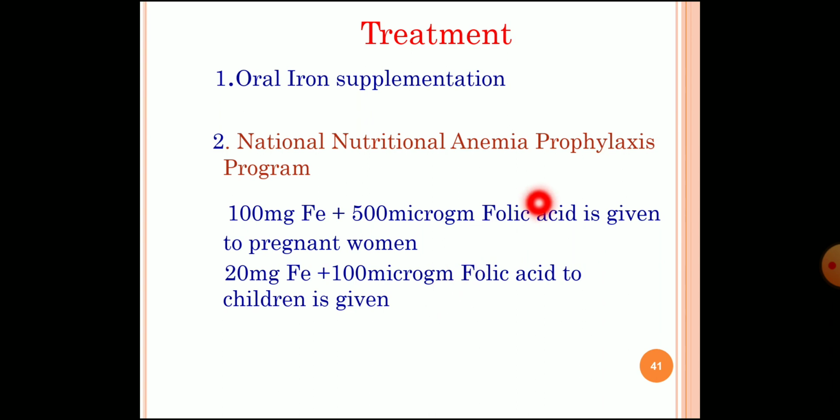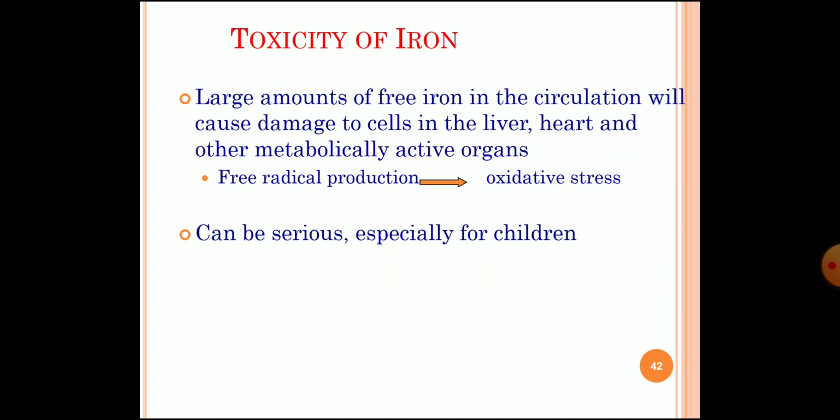So to prevent the development of anemia, that is not a treatment, it is prophylaxis. Usually pregnant women will go for anemia. Similarly, children also, because they are not taking proper food, only milk and all, the iron-containing foods are not taken, so they will develop anemia.